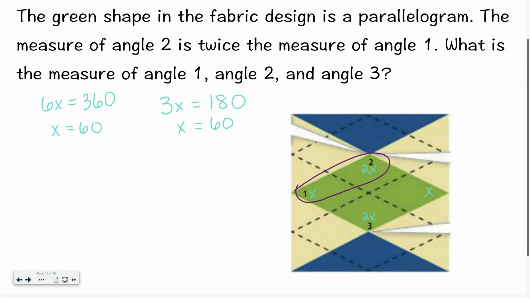But I am not done yet. I want to label angle 1 equals x, so I know angle 1 is 60 degrees. Angle 2 is 2 times the measure of angle 1, so I know angle 2 is 120 degrees. And angle 3 is opposite of angle 2, or supplementary to angle 1, so I know it has to be 120 degrees as well.